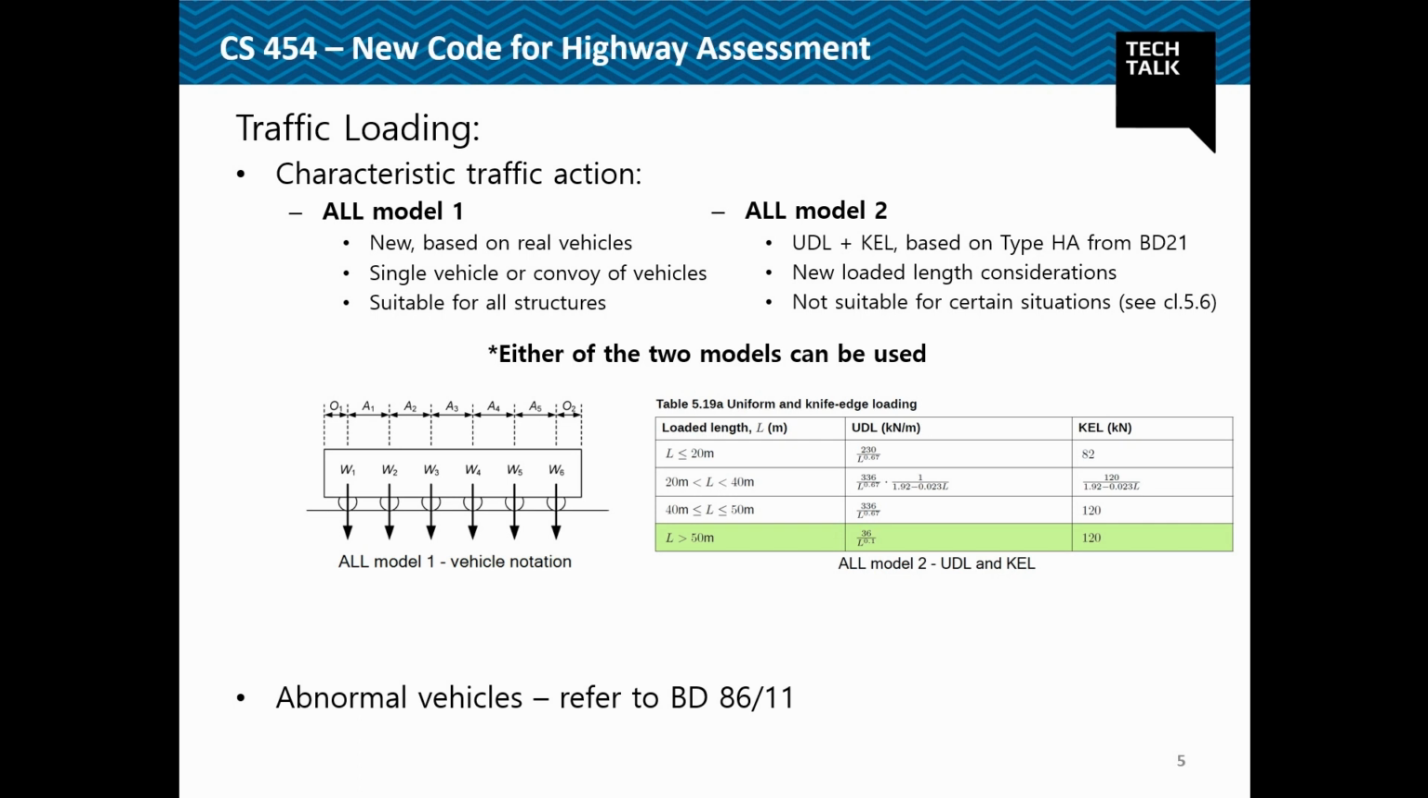And in terms of abnormal vehicles, as we mentioned previously, these are still in BD86. The new code references it and says that in situations where those special vehicles need to be considered, we need to refer to BD86.